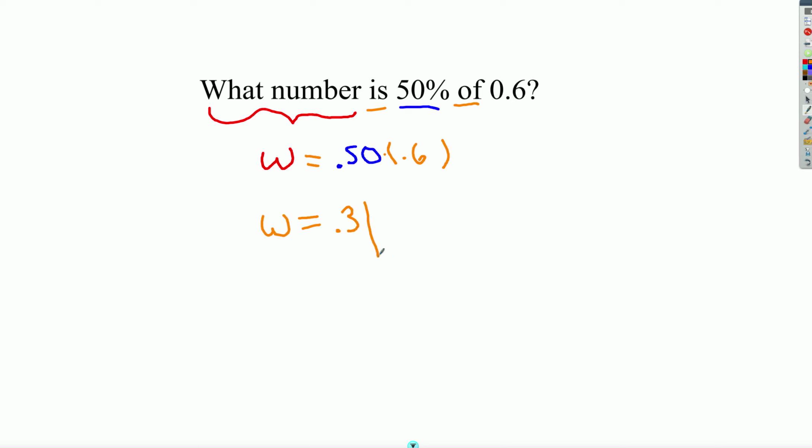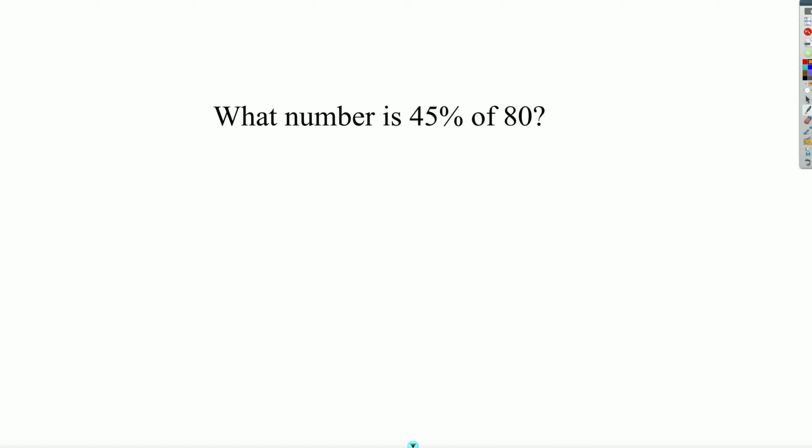Now maybe I didn't need to write an equation here. Had I just read it and thought about it, what number is 50% of 0.6? What number is half of 0.6? 0.3. But sometimes I do need an equation, and so it's really good to practice setting those up. Here's another one. You might want to pause it and try. Unpause it and check.